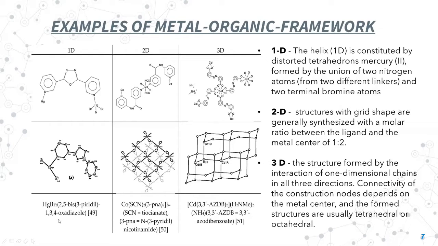This is an example of the compound. For 2D, it has a plane type which has a 1:2 ratio of the ligand and metal center in order to form the 2D dimension structure. And for the 3D type, you can see that it has a different or higher coordination number of the metal in order to form the structure.